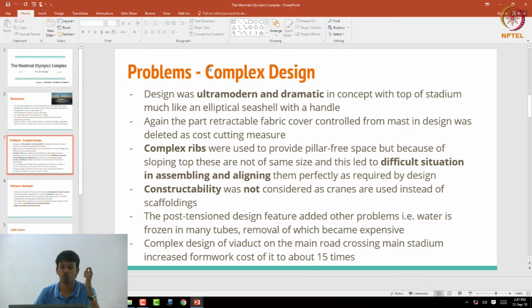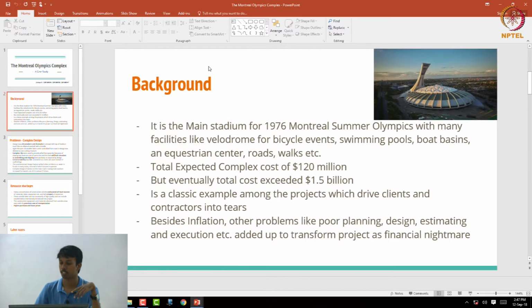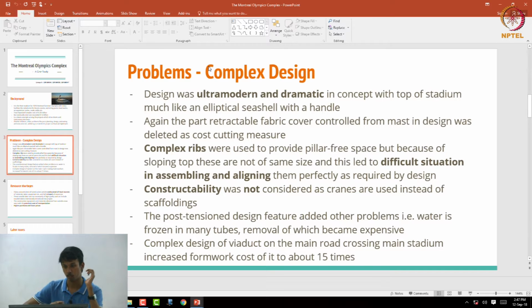First of all, the design problems. The design was very ultra modern and dramatic in concept. The top view of the stadium would look like an elliptical seashell with a handle, but due to overrun of cost, they cut down most of it, and they deleted the cover part. You can see the stadium at the top. They deleted the cover part at first, and it resulted in a top roof which is inclined.